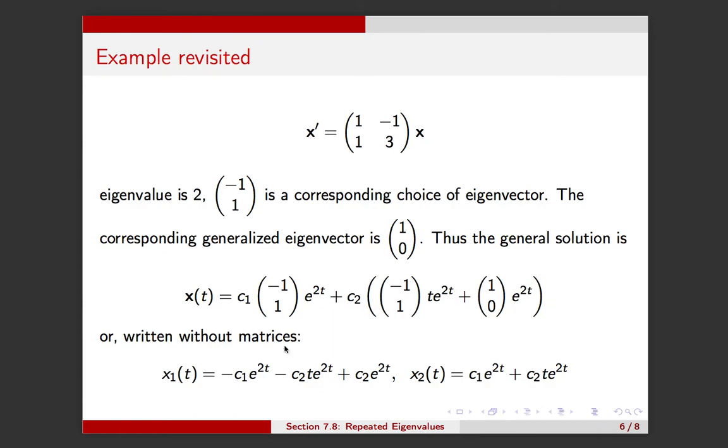If you want to write that without matrices, then as always, x1 you just read across the top, so negative c1 e to the 2t plus c2 negative t e to the 2t plus c2 is still here, right? c2 1 e to the 2t, and then x2 you read across the bottom, c1 e to the 2t, and then c2 t e to the 2t, and there's a 0 there. So anyway, that's how you solve systems like this.